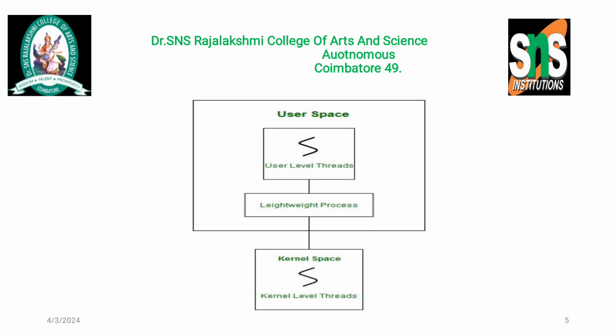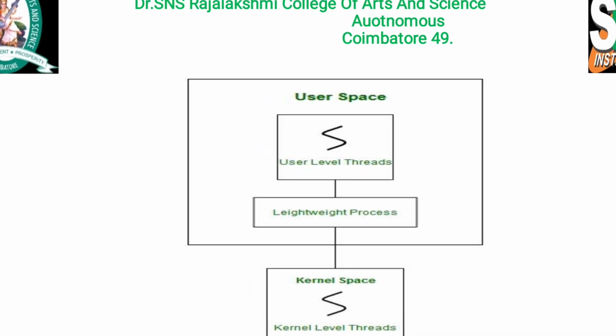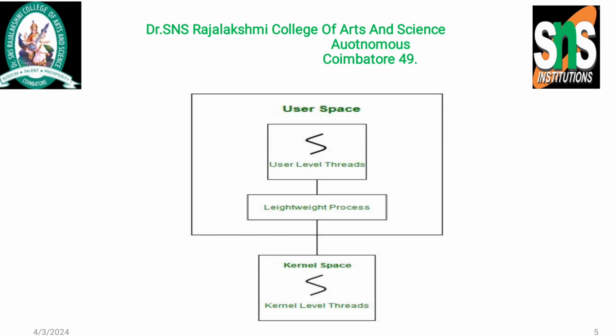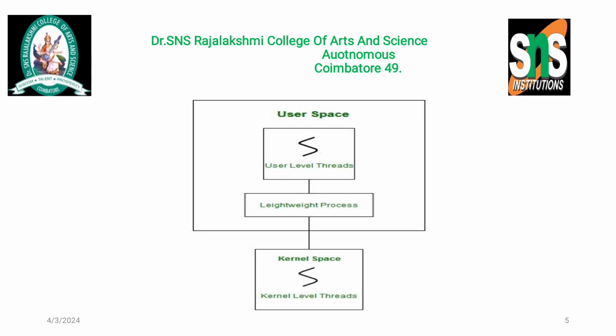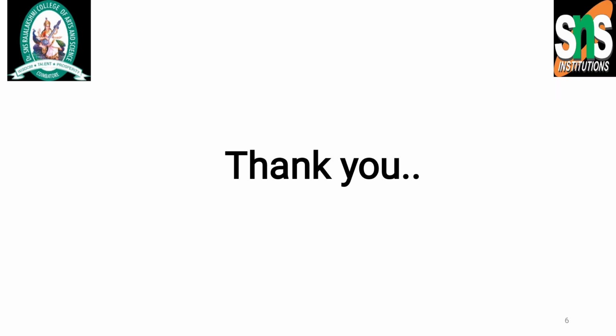Here we have user space, likewise kernel space. In user space we have user level threads and lightweight processes. Likewise, in kernel space we have kernel level threads. So this diagram explains the different types of threads available inside the thread concept, that is, user level thread and kernel level thread. An operating system will manipulate kernel level threads. User level threads can be partially manipulated by the operating system. With the thread library, we can manipulate either user level or kernel level threads.